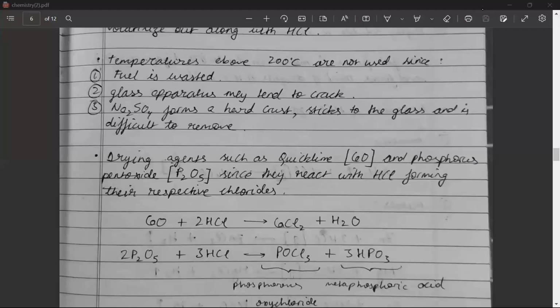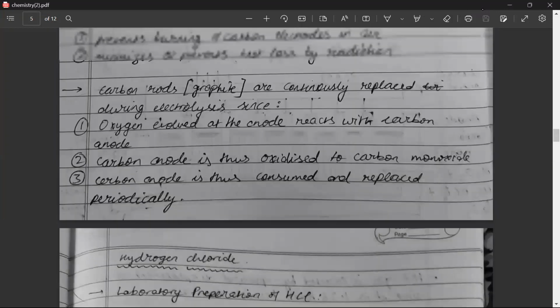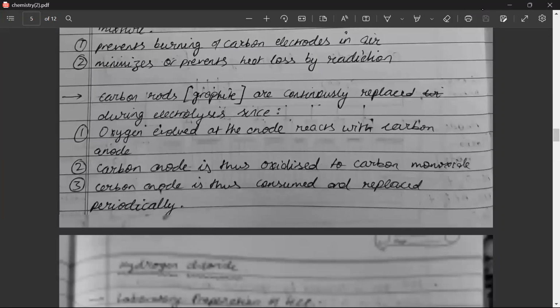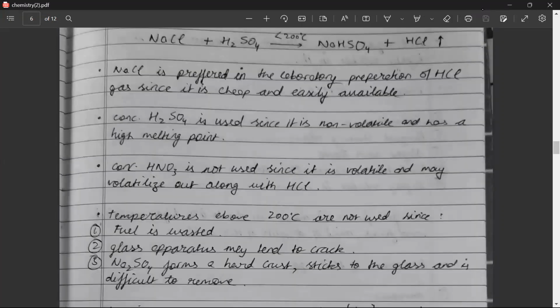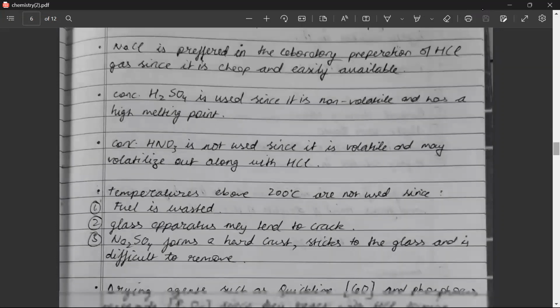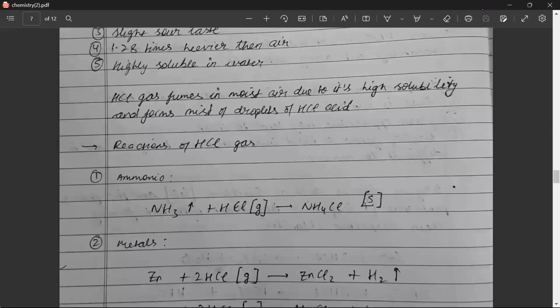Because CaO quicklime and P2O5 phosphorus pentoxide react with HCl, you don't want that to happen. So that is why these drying agents are not used, and instead concentrated H2SO4 is used. The reason was given before. Concentrated H2SO4 is used since it is non-volatile and has a high melting point. Okay, so let's move on.